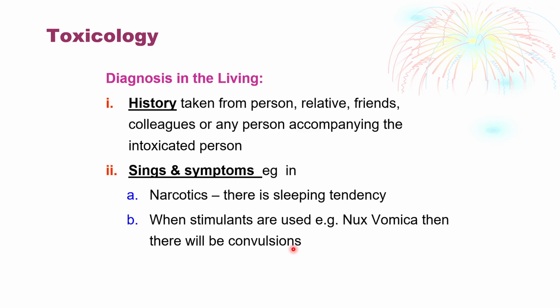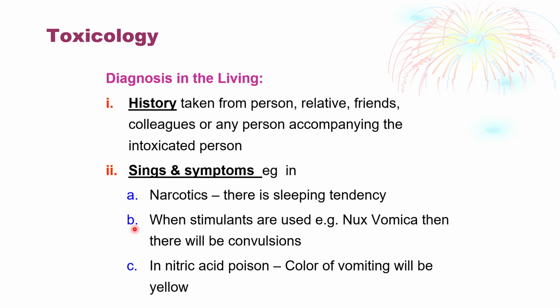So the signs and symptoms give us a glimpse of an idea about the poison that has been used. In nitric acid poisoning, the color of the vomit will be yellow, a very high-yield sign for nitric acid poisoning.